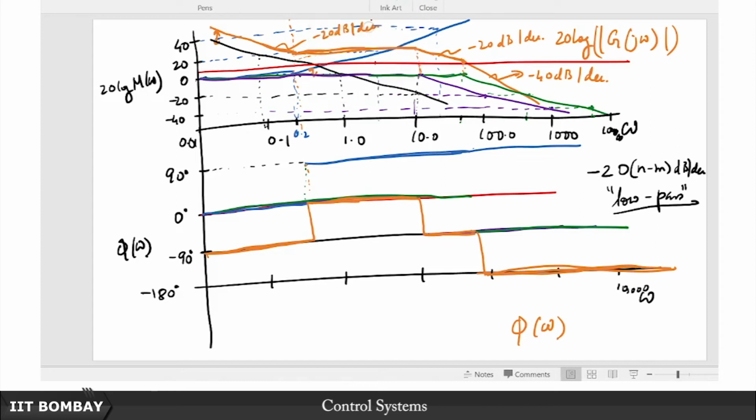What color should I use? Okay, let me use this slightly darker color here, a brownish one. So maybe I am going to just approximate this, and then this. If I want a more accurate sketch, I better draw this on MATLAB. So this is going to be my phase plot.